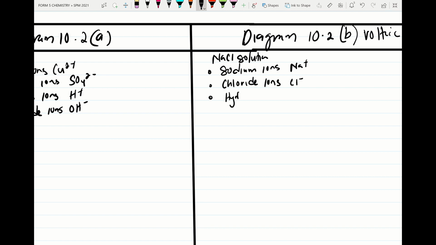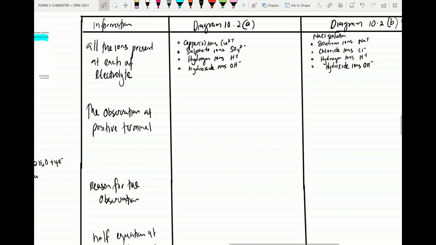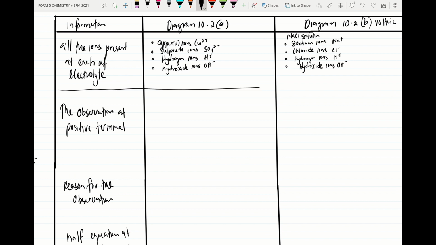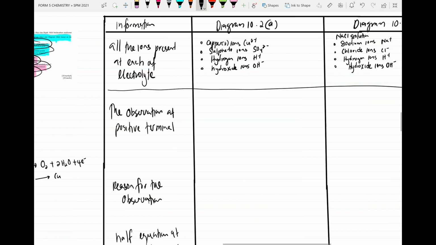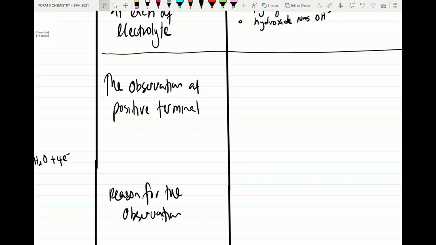All right, so then hydrogen ions, H positive, and next one will be hydroxide ion. All right, hydroxide ion. So these are the ions that we should write in the first requirement of the question. So I'll go for next one, observation at positive terminal.